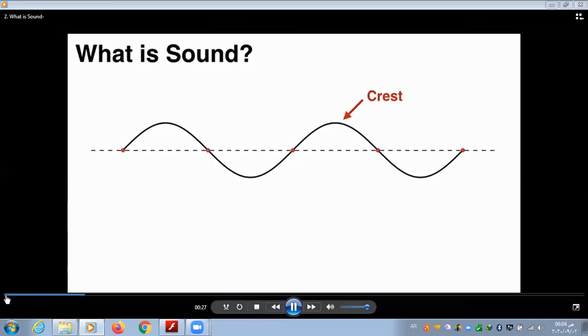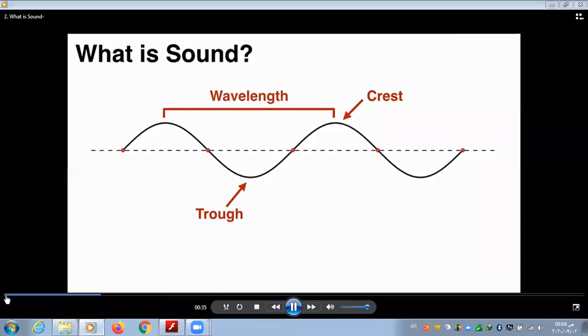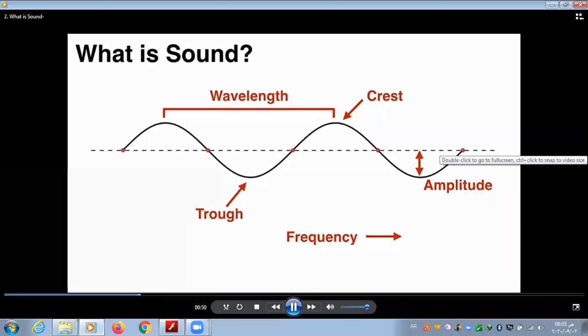They have a maximum point, called a crest, a minimum point, called a trough. They have a wavelength, which is the distance from a particular crest to the next one. They have an amplitude, which is the distance from the center line to the top of a crest or to the bottom of a trough. They have a frequency, which is the number of waves that pass a fixed point per second. They have a speed, which is just wavelength times frequency, and they have a direction.